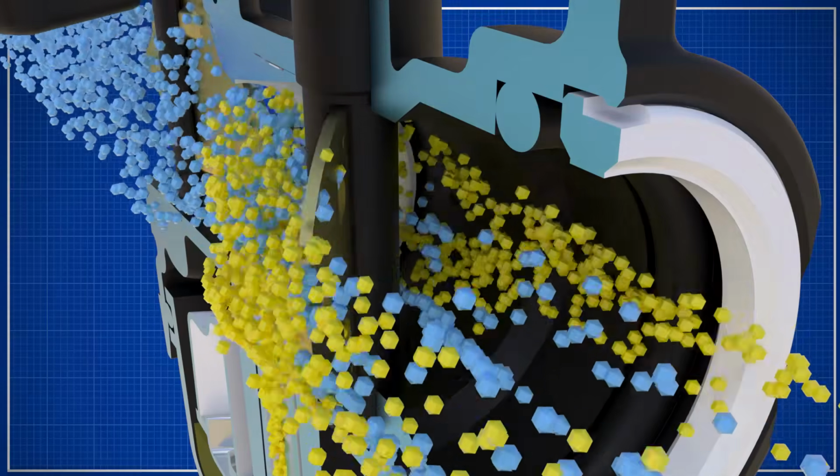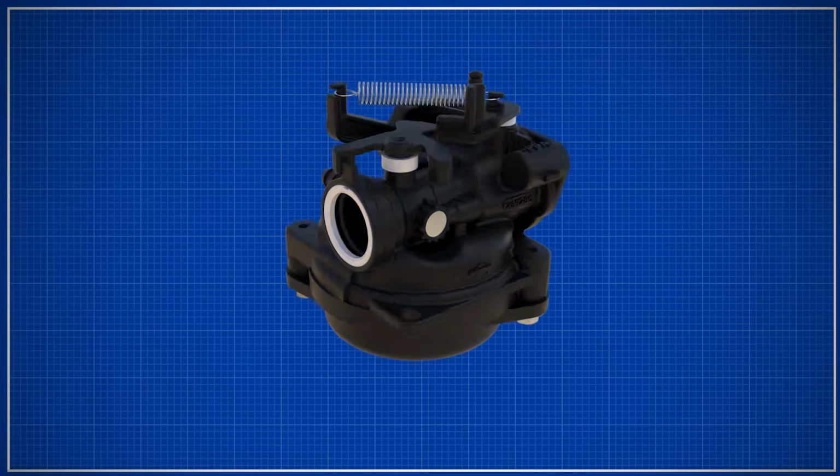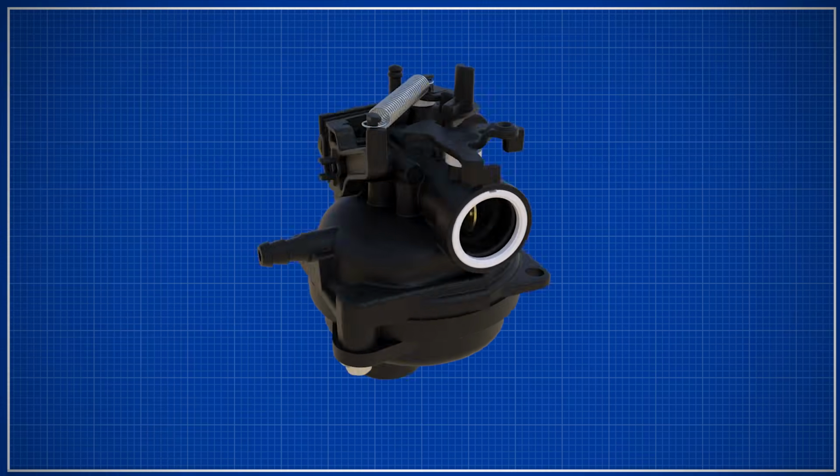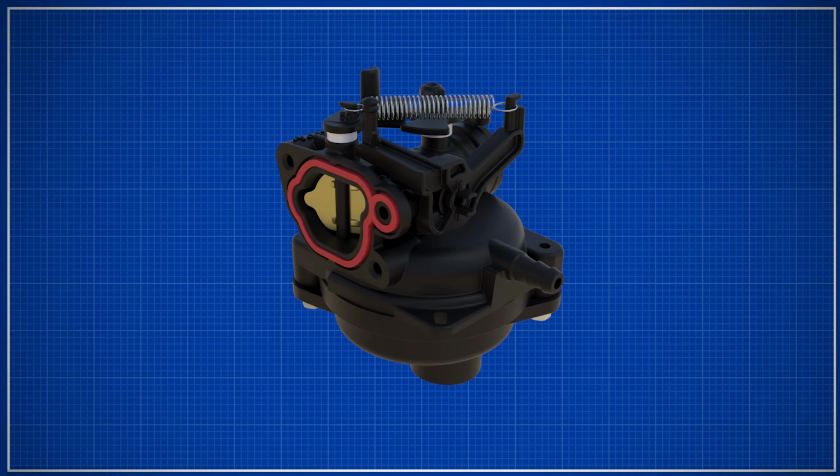This comprehensive look at carburetor design and theory applies to many different types of carburetors. With a better understanding of how carburetors work, it's easier to understand how to repair and service carburetors.